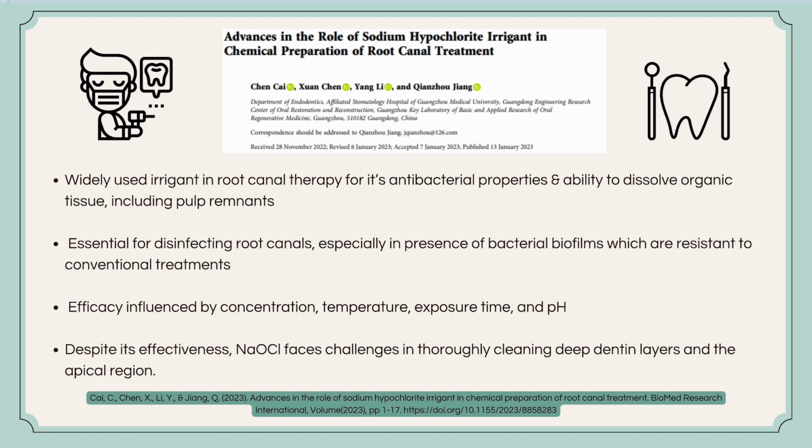Despite its strong antimicrobial action, sodium hypochlorite does face some challenges. It does have limitations in its ability to thoroughly deep clean dentin layers, some of the harder to reach areas, but they are doing some ongoing research to continue improving and see how its application can be more effective in dental treatments.